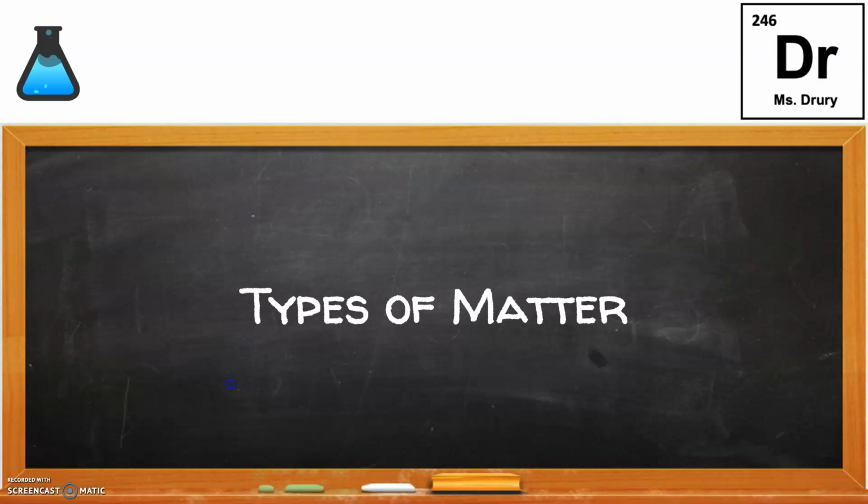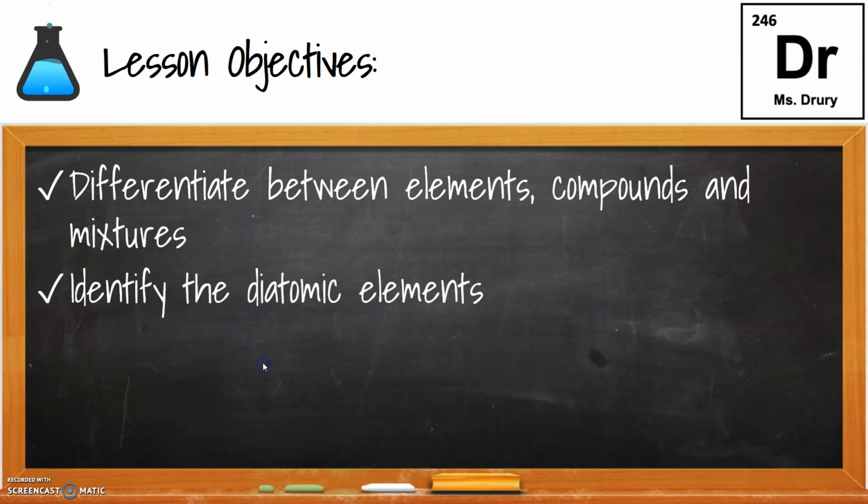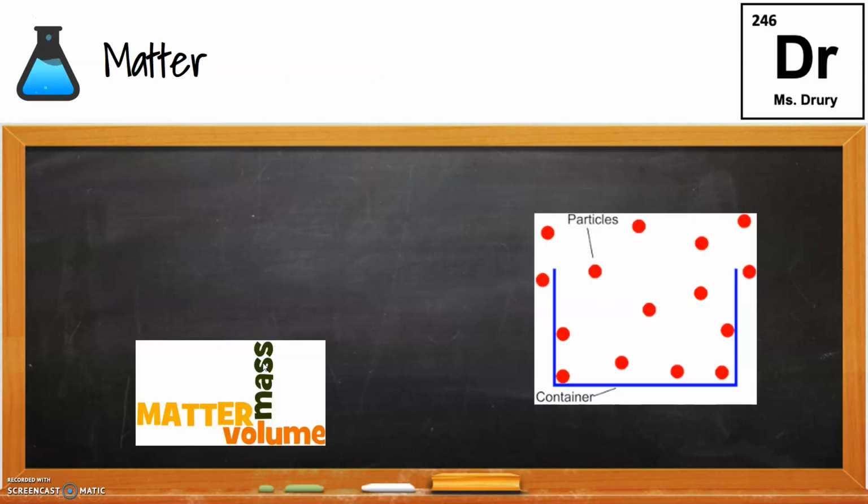In this video, we're talking about types of matter. So the objective is to differentiate between elements, compounds, and mixtures and identify the diatomic elements. So first, what is matter?